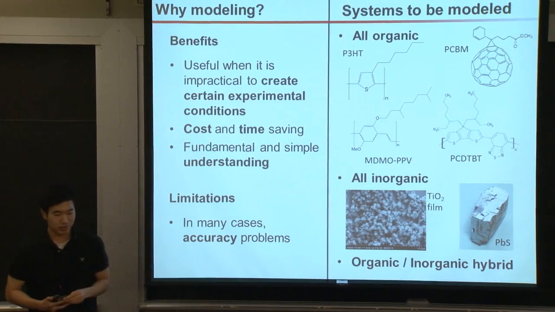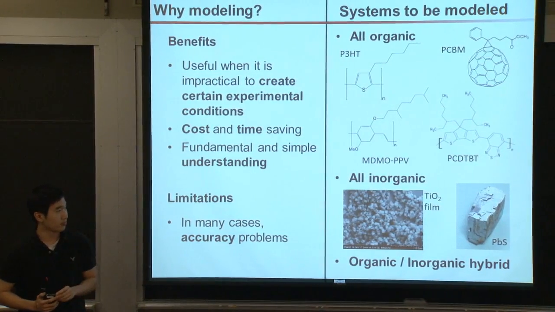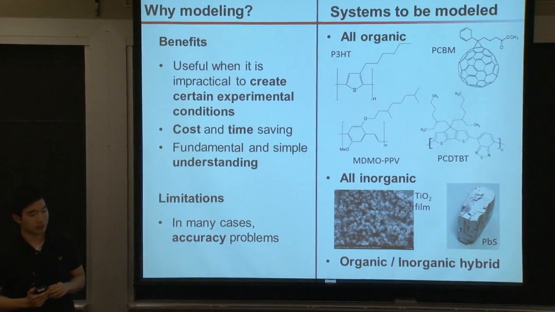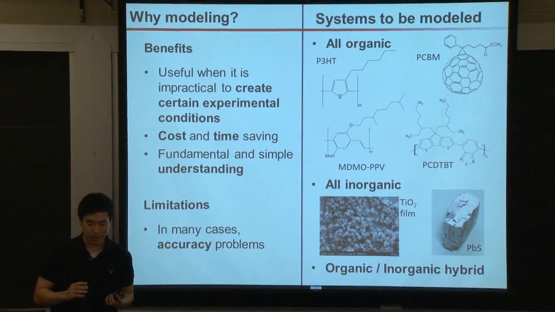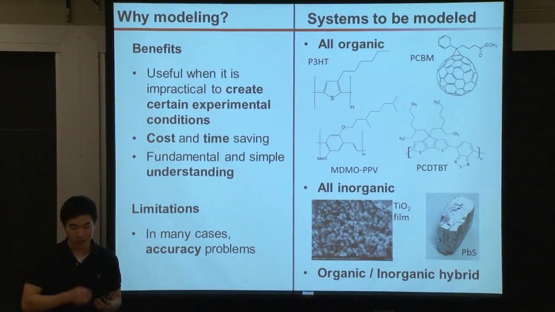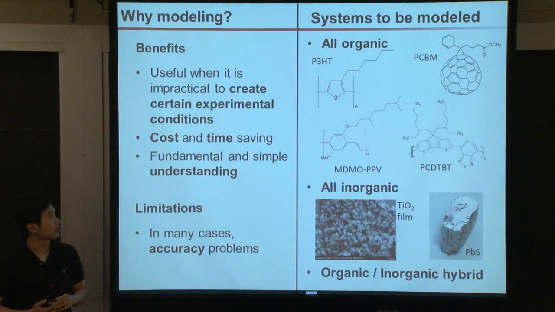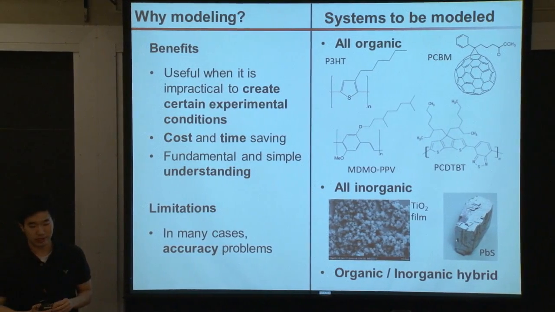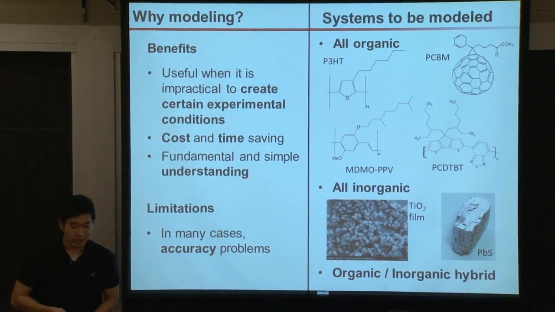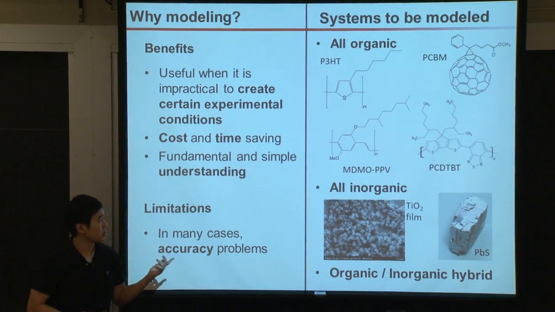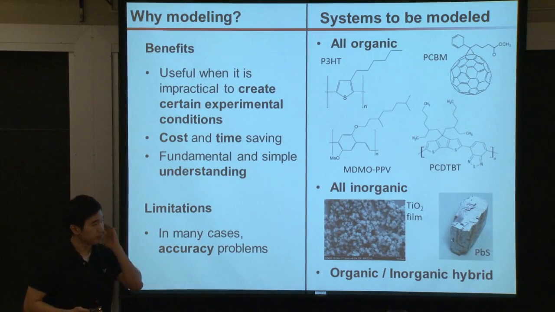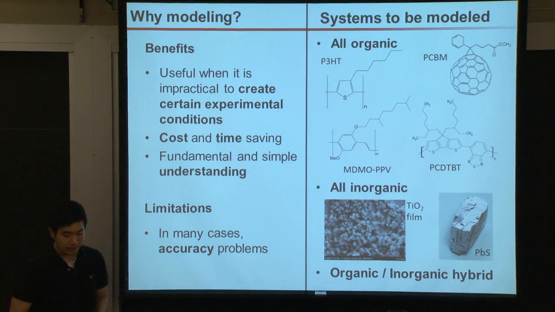The system to be modeled will be explained in detail by the following speaker. However, if I say very briefly, it can be divided into three. First, all organic, such as the P3HT and PCBM system; the second is all inorganic, such as lead sulfide quantum dot and titanium oxide; and the last one is some combination of those, so-called hybrid cells.